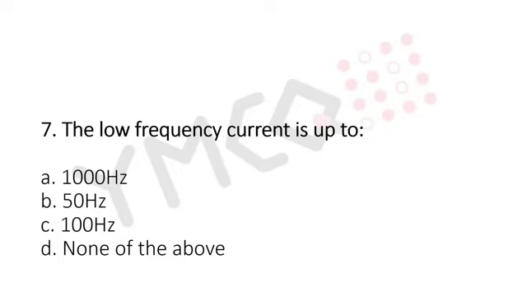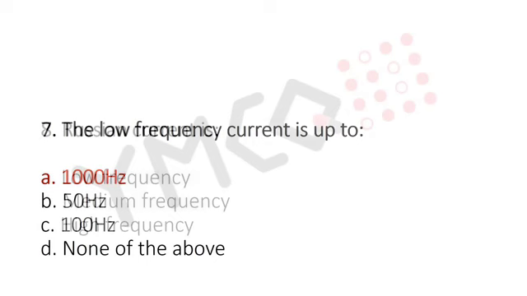The low frequency current is up to option A, 1000 Hz, option B, 50 Hz, option C, 100 Hz, option D, none of the above. And the answer is option A, 1000 Hz. Now let's move to question number 8.